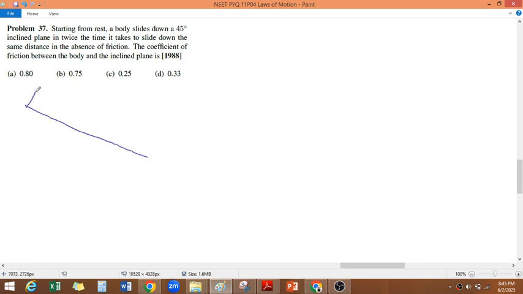So in the first case, you have a block. Let's take theta is equal to 45 degree. So I know that this is going to be mg cos theta. This is going to be mg sin theta. It takes a time of t. The first case there is no friction, it's a smooth surface. So normal reaction will be this way.